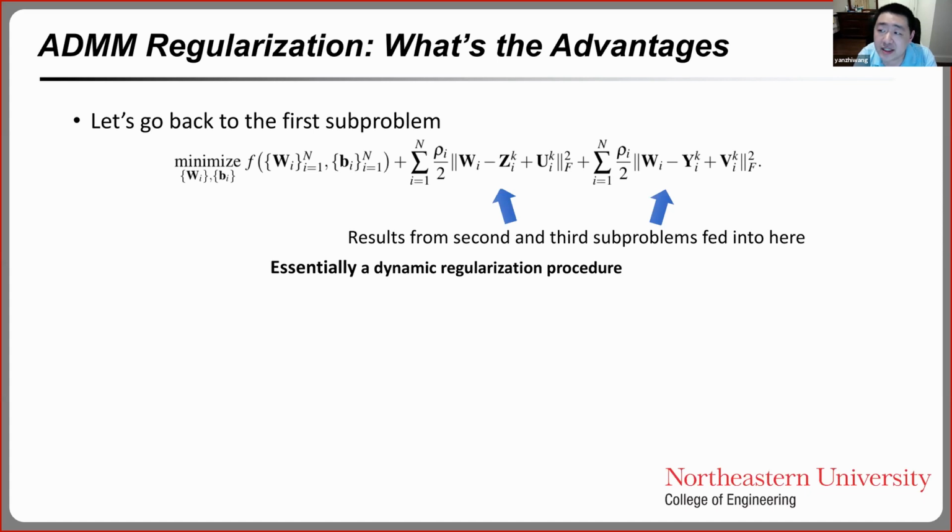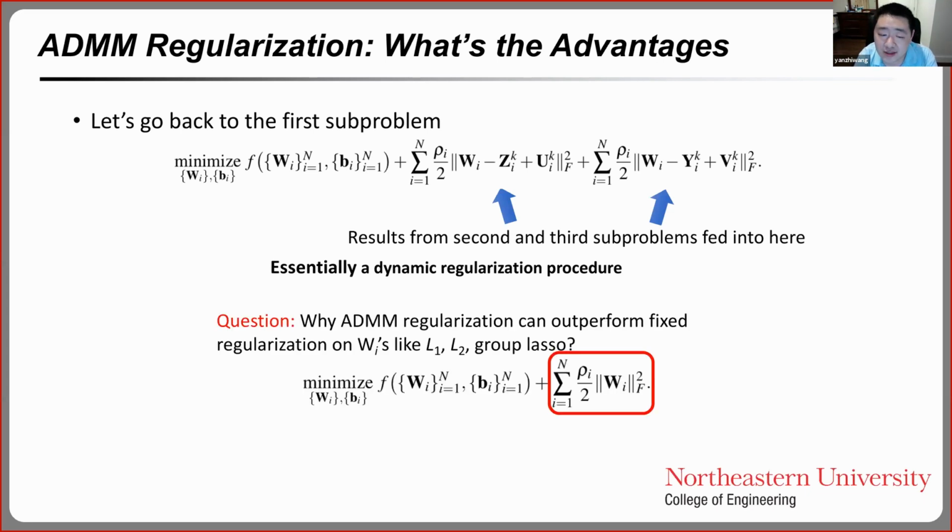But the issue here is that this is just dynamic regularization. Previously, people were also using regularizations, like L1, L2, group lasso. For example, we can minimize the loss function plus a regularization term on the weights, where this is L1 or L2, whatever the definition is. So what is the advantage of the dynamic ADMM versus this static one? Just because yours is dynamic? This is not a very valid reason.